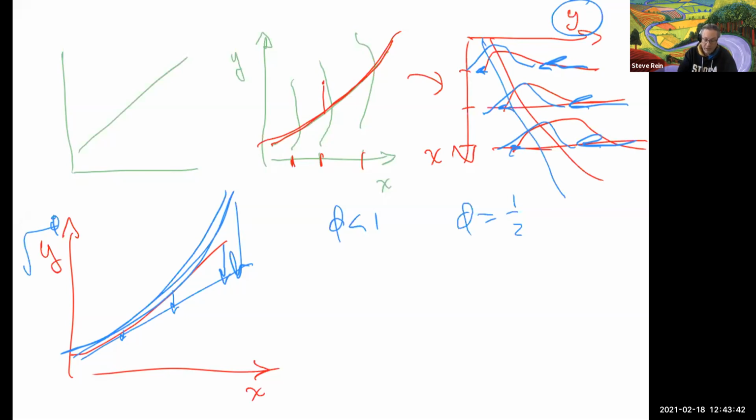Also, look, for the larger x's, the distribution of the y's was wider than for the smaller x's. And now, with the blue histograms, things are more uniform in width. So values for phi that are less than 1, in classic ones, are 1/2 and 0. They were sometimes called variance stabilizing transformations.